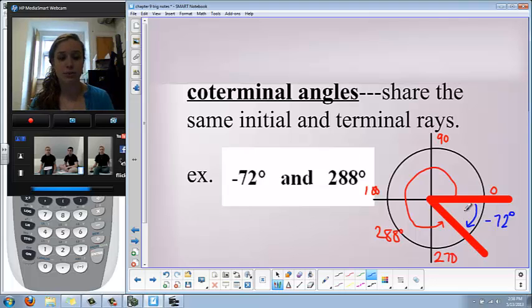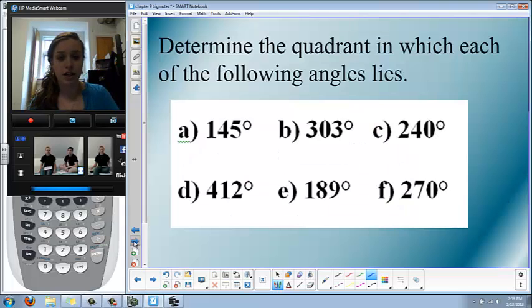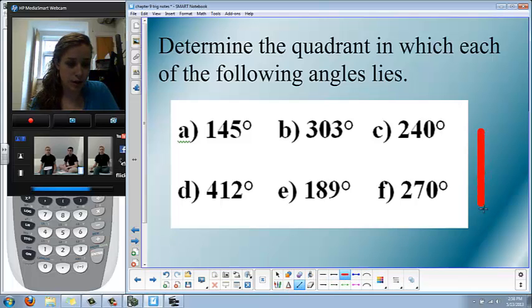Now on the test you might have something like that, where they give you an angle in standard position that has a measure of negative 60 degrees and you have to rewrite it as a positive angle. You will see questions like that, okay? What else do they have? Alright, determine the quadrant in which each of the following angles lie. Okay, so let's just draw our axes really quick. Let's just draw our axes.